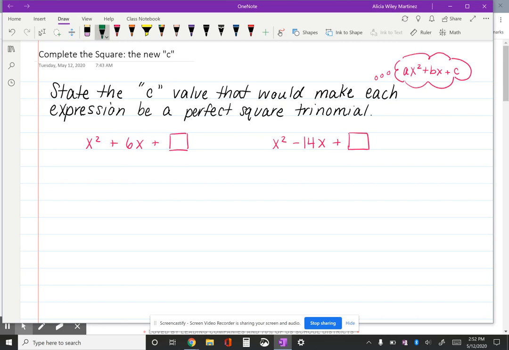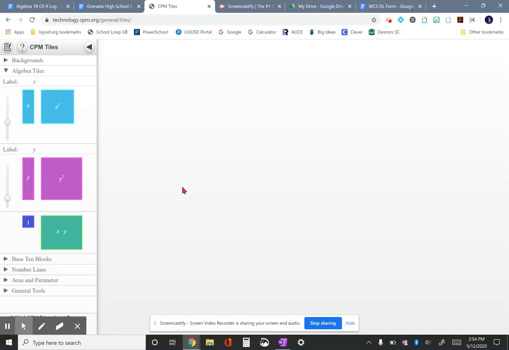Okay, so in looking at this, hopefully the realization here is that you noticed that you had a 6 in the middle, which we know is 3 plus 3. And in order for this to be a perfect square, it would have to be a number times itself. So 3 times 3, which would be 9. So let's look at this problem a little bit differently using Algebra Tiles.